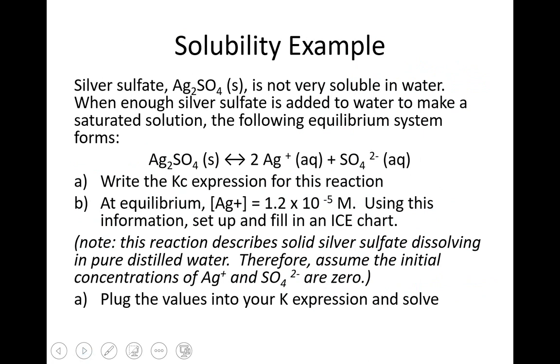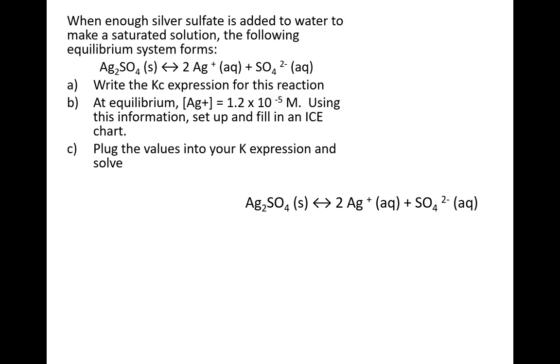And now let's look at an example of solubility. This is another equilibrium application you might see. Silver sulfate is something that, according to our solubility rules, we would say is insoluble. So it is not very soluble in water. However, even those things that are insoluble, when you dump them in water, a tiny bit of them do dissolve. And so when you add enough silver sulfate to water to make what we call a saturated solution, what it means when you're saturated is that you are at equilibrium.